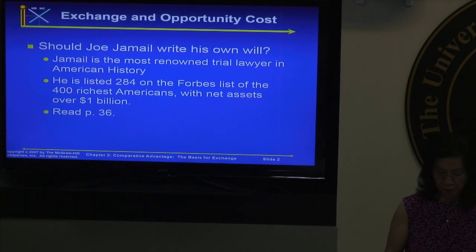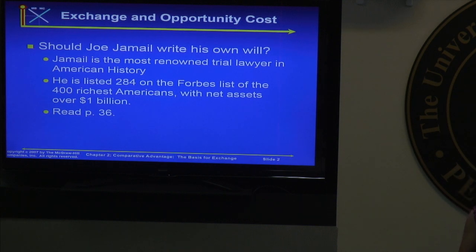Joe Jamail, known in the legal profession as the King of Torts, is the most renowned trial lawyer in American history. And at number 284 on Forbes' list of the 400 richest Americans, he is also one of the wealthiest, with net assets totaling more than $1 billion. Although Mr. Jamail devotes virtually all of his working hours to high-profile litigation.